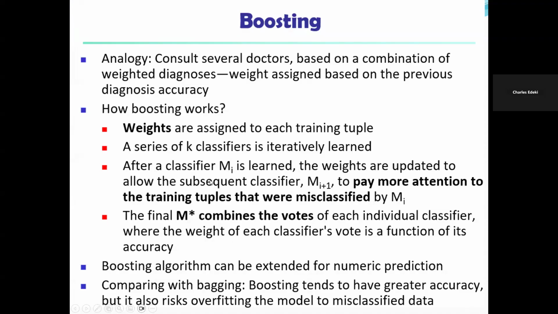Again, this came from the data mining textbook. I brought it because I like the way they write this step down. The analogy here is also consulting several doctors. Based on a weighted combination of diagnoses, with weights assigned based on the previous diagnostic accuracy of each doctor. Previously with bagging, it doesn't matter how good or bad the doctor is, we just take the majority of their decisions or average them. But here we are using weights, so a weight is assigned to each training tuple.